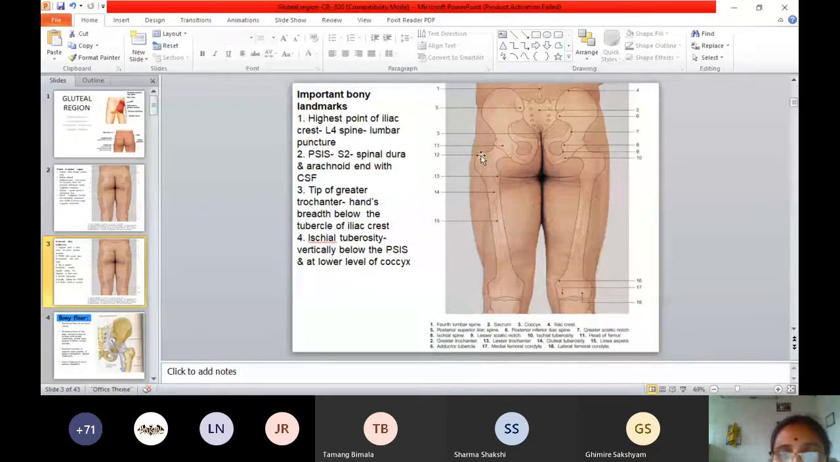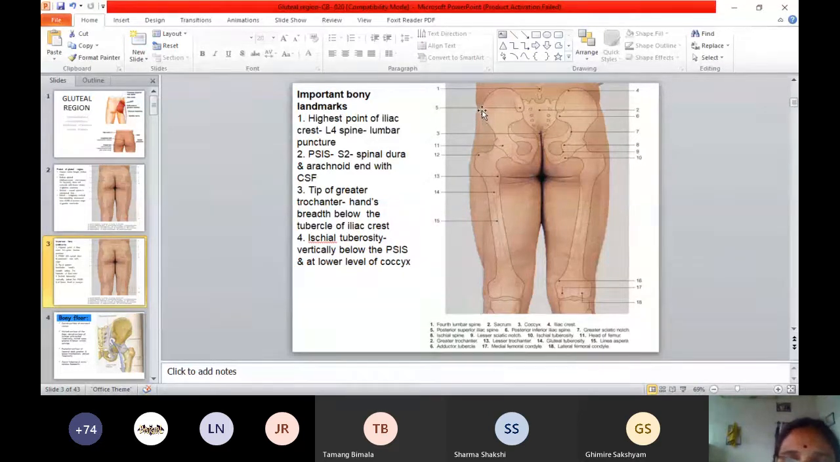Another part which is palpated in the gluteal region, which is very important from an orthopedic point of view, is the greater trochanter. This is the tip of the greater trochanter. How do you palpate it? It is palpated a hand breadth below the tubercle of the iliac crest. Now the question arises, where is the tubercle of the iliac crest? This is the anterior superior iliac spine.